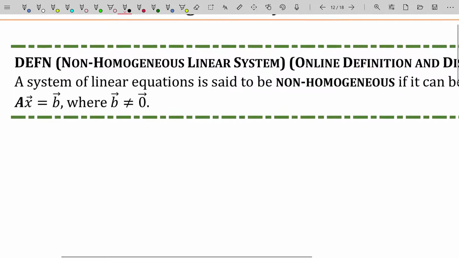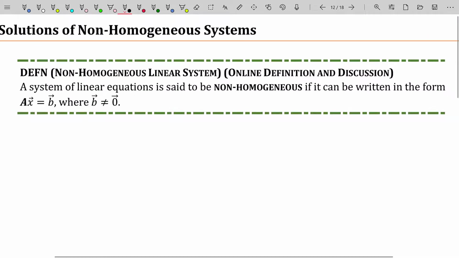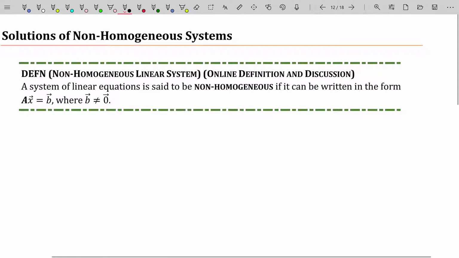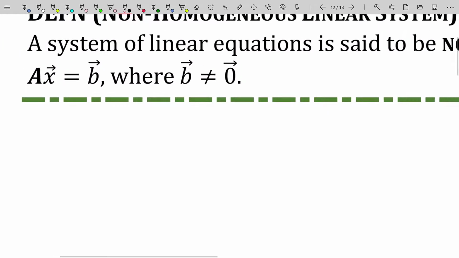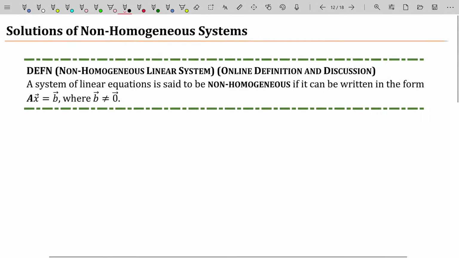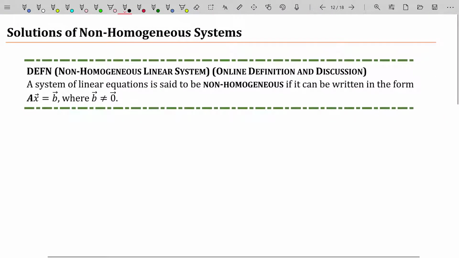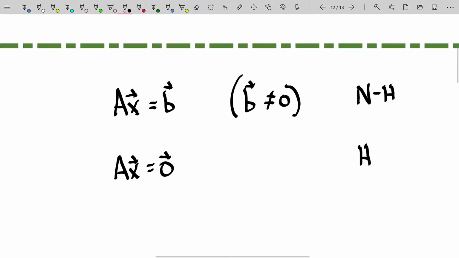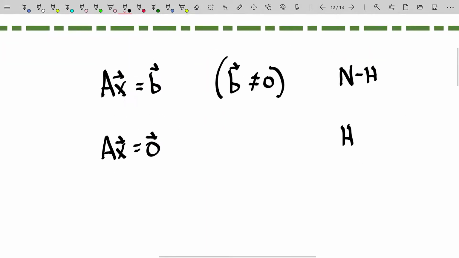So we'll start with the non-homogeneous linear system. A system of equations is said to be non-homogeneous if it can be written in the form Ax = b, where b is non-zero. Now, that is the exact opposite, in fact, of a homogeneous linear system, which is one that can be written as Ax = 0. So those are diametrically opposed in a way, but they're intimately linked in another way. So there we go. Ax = b, where b is non-zero, is non-homogeneous, and Ax = 0 is homogeneous.